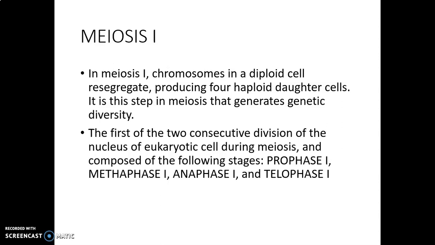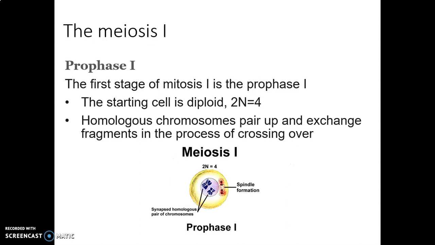Meiosis 1. In meiosis 1, chromosomes in a duplicated cell are segregated, producing two haploid daughter cells. It is the step in meiosis that generates genetic diversity. Meiosis 1 is the first of two consecutive divisions of the nucleus of a eukaryotic cell during meiosis, and is composed of the following stages: prophase 1, metaphase 1, anaphase 1, and telophase 1.